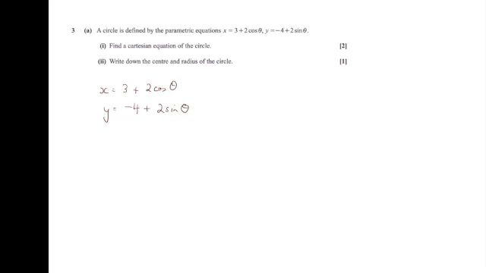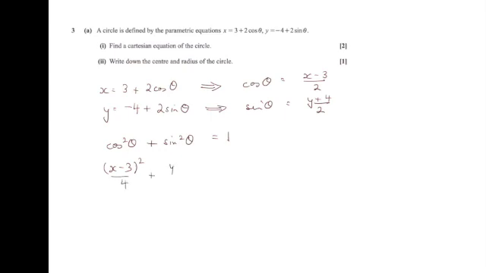In order to find the Cartesian equation of the circle, we need to somehow eliminate theta. And the way forward is to isolate theta from each of these two equations. The first one giving cos theta as (x minus 3) over 2, and the second one giving sine theta as (y plus 4) over 2, and using the relationship cos squared theta plus sine squared theta is always 1. So we get (x minus 3) all squared over 4 plus (y plus 4) all squared over 4 is 1. (x minus 3) all squared plus (y plus 4) all squared is 4, which we should recognise as the standard equation of a circle.